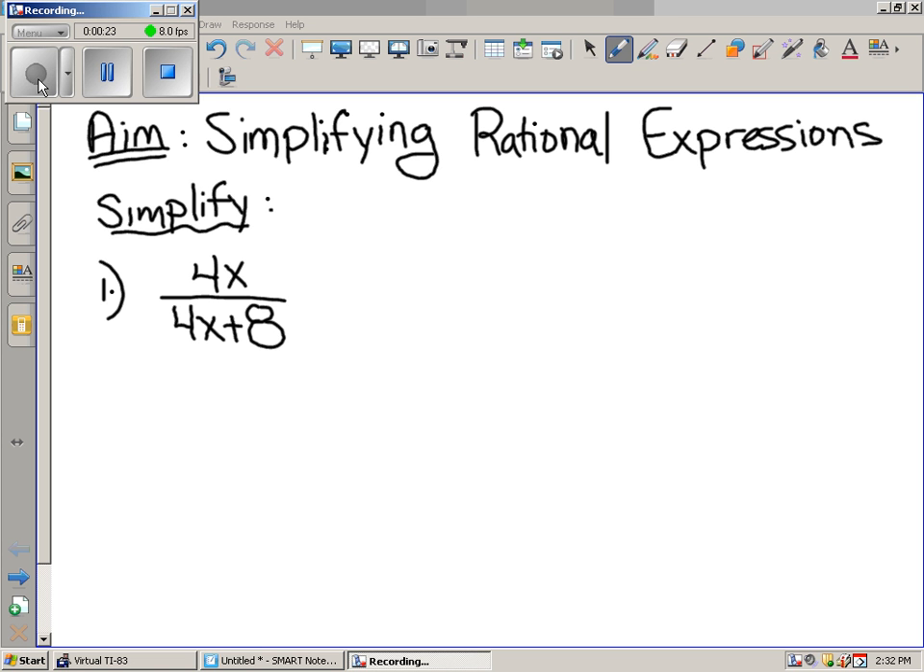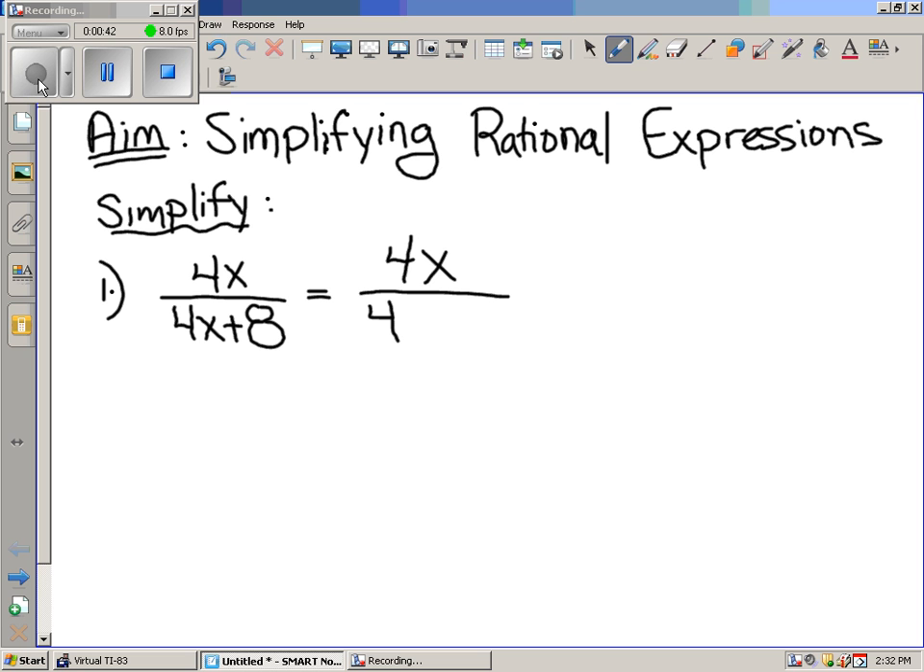Okay, so here's problem number one. These are medium to hard level problems, and they're medium to hard because they require factoring. Let's factor the bottom. What's the greatest common factor of 4x and 8? 4? Okay. So we pull 4 out, and we get x plus 2. And yesterday we also talked about reducing. You can't reduce things that are separated by addition and subtraction, and they don't match perfectly. Okay?